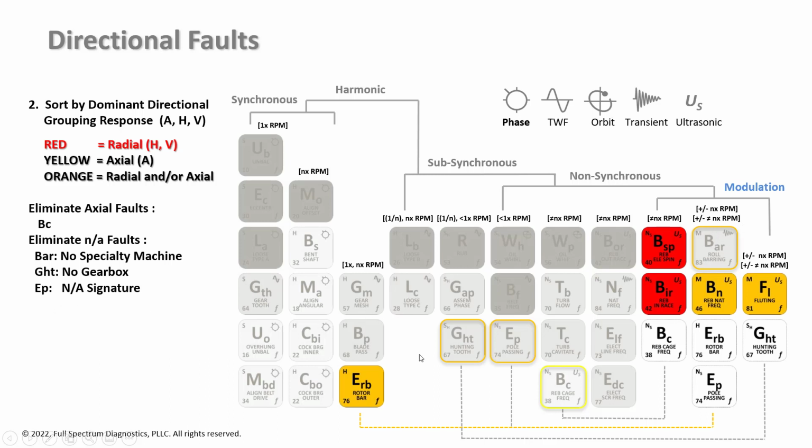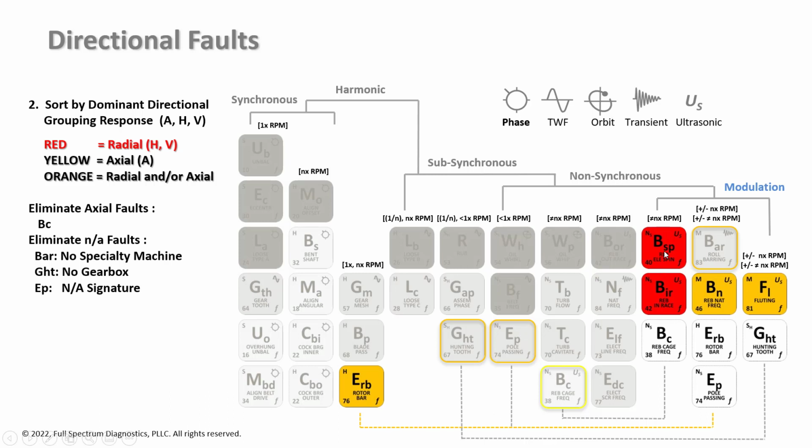There's no gearbox, so there's no hunting tooth signature. There's no pole pass. Pole pass frequency is a sideband on 7,200. It's nowhere near the 28 times running speed sideband that we're looking for. So we've taken a few things away. We have a rotor bar fault.